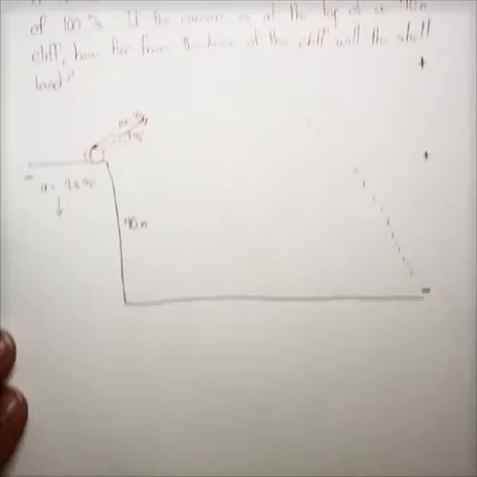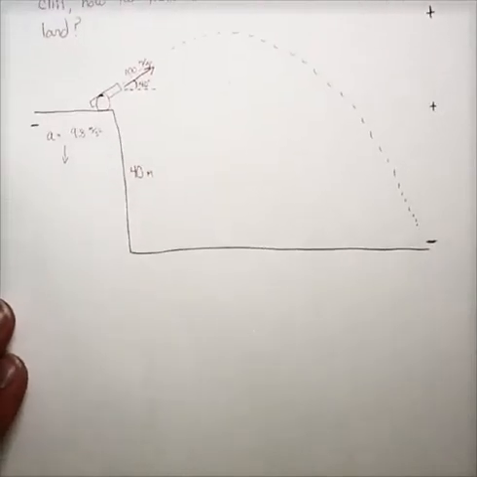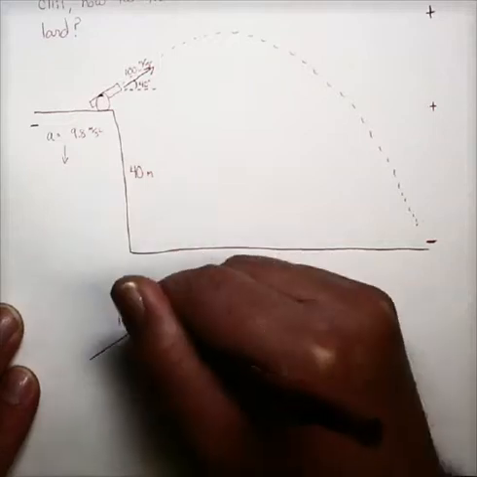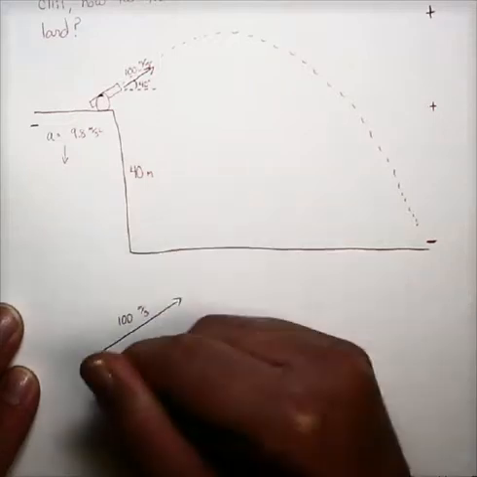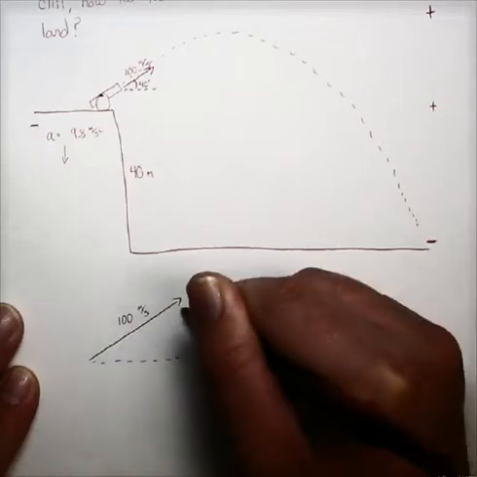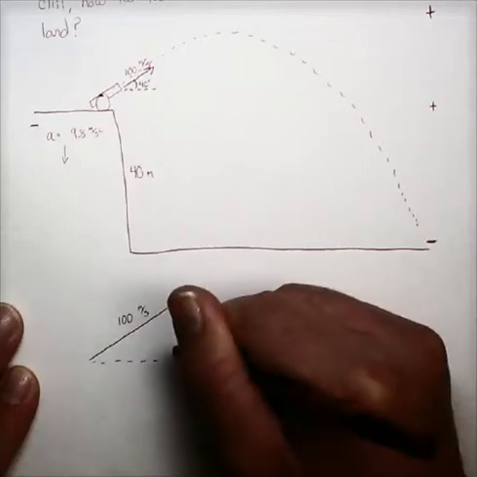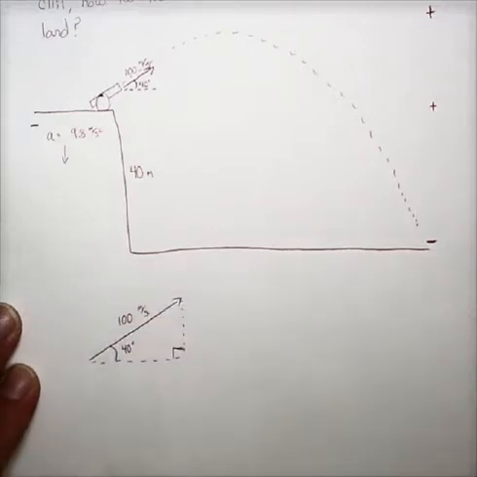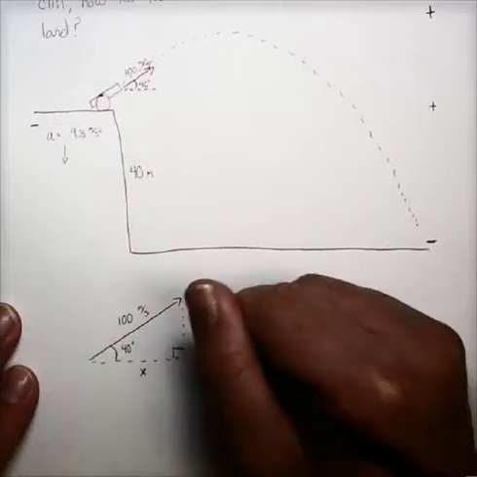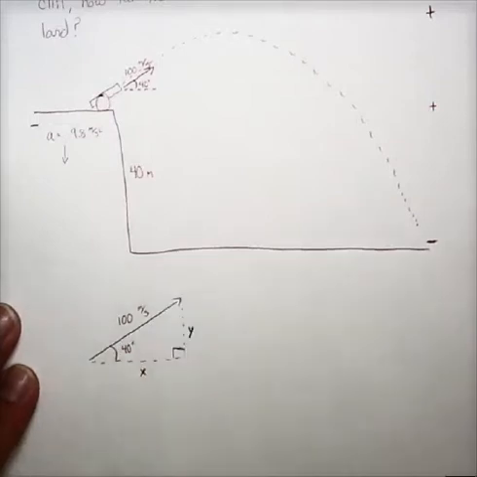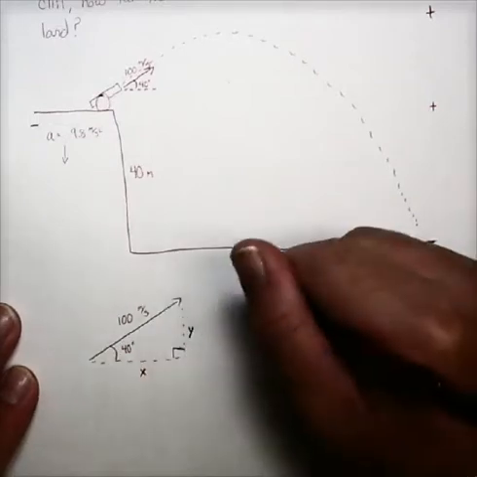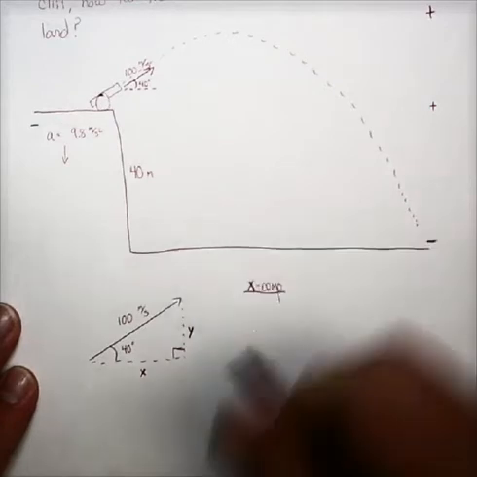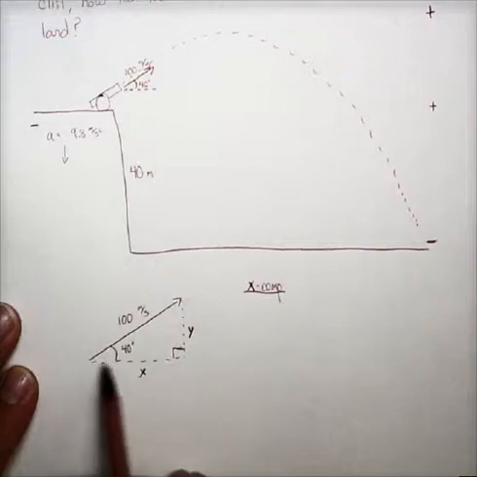Alright, so first things first, we need to break up the velocity vector into its components. So I'll just redraw this. We know the hypotenuse is 100. And I'm going to draw my right angles here. This angle is a 40-degree angle. And I need to find the x component of the velocity and the y component of the velocity. And the way this works is if I'm wanting to find the x component, that is the adjacent side to that angle.